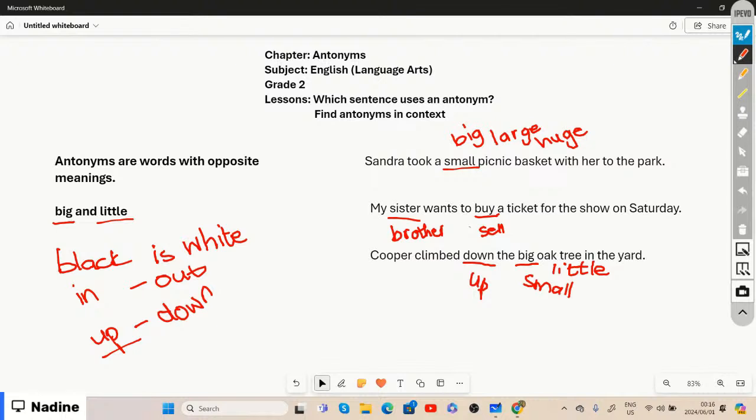Yes, down is the opposite of up. Big, no. Remember, if we say big, large, huge, then it is synonyms. It means different words, but it has the same or almost the same meaning. And we need to find the opposite of big, meaning if it is not big, then it is small, for example.